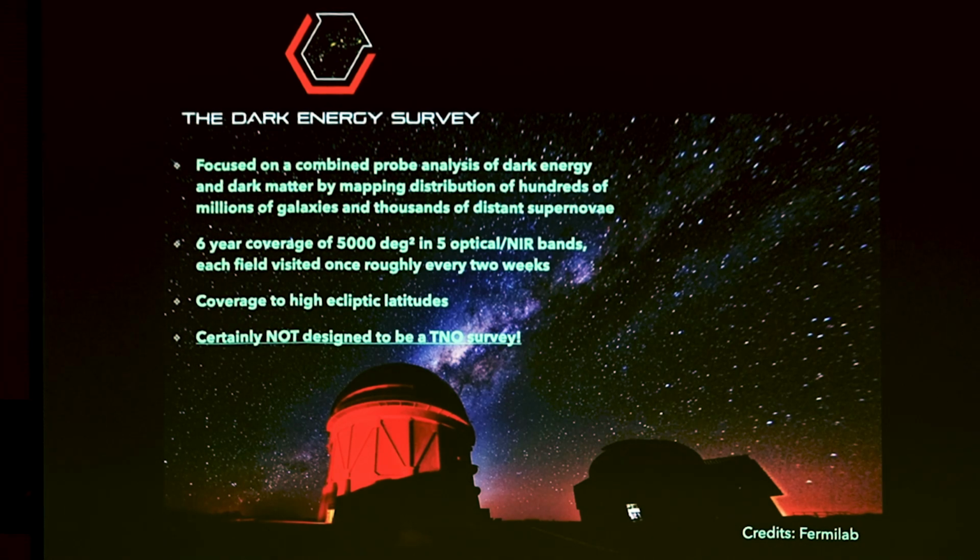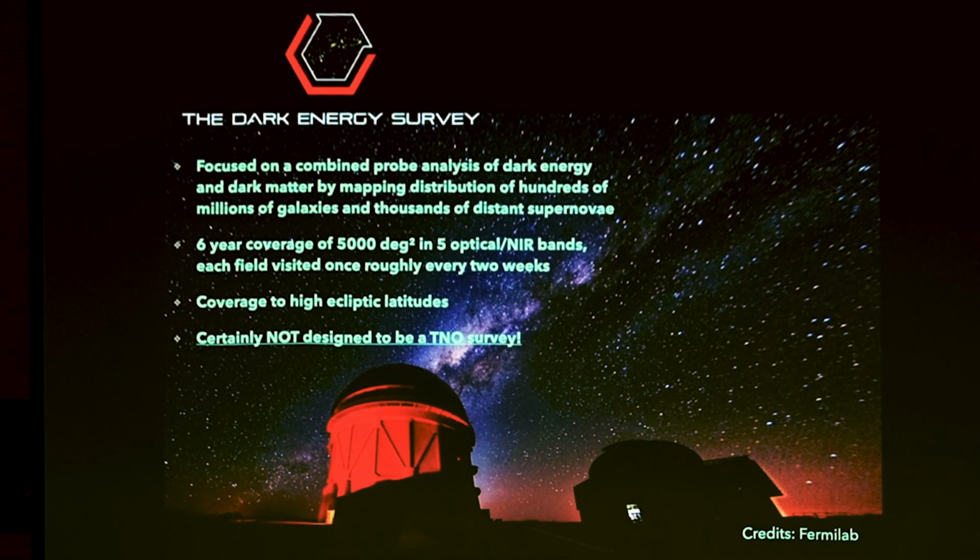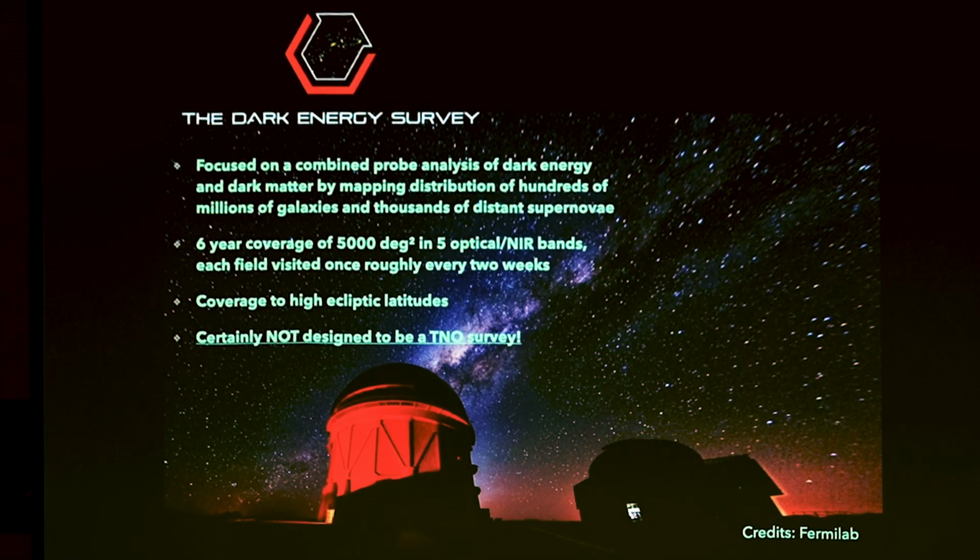The DES was a project that took images between 2013 and 2019 using the Dark Energy Camera on the Blanco telescope. The goal of the project is essentially to map galaxies. To do this, we covered roughly 5,000 square degrees of the sky in high-latitude filters. Our cadence was basically taking one image every two weeks for each location in the sky. You've seen a lot of talks this morning, and you'll see some later today, where people take a bunch of images so you can see the motion of the object. So this is basically that.